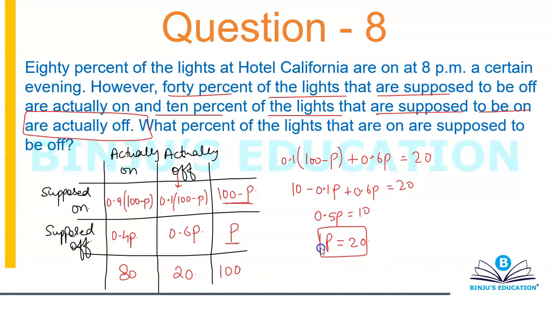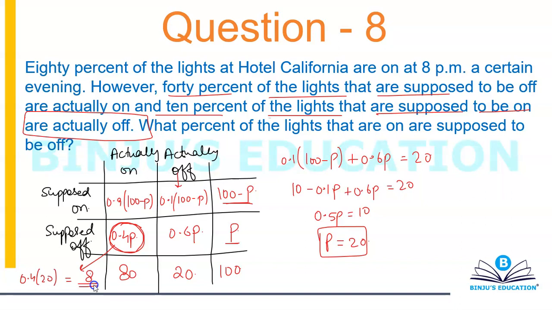What percent of lights that are on, that is actually on, are supposed to be off? This is basically what they're asking. So 0.4P is 0.4 into 20, that's simply 8. So what percent of lights that are on are supposed to be off?